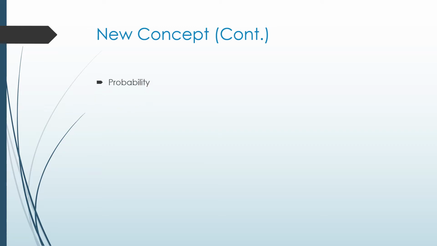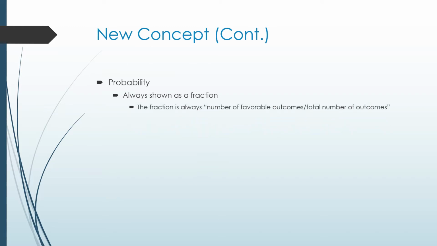Second part of our lesson is probability. Probability is always shown as a fraction, and the fraction is always the number of favorable outcomes over the number of total outcomes. Favorable outcomes will be whatever the question is in the math problem, whatever they're asking for. And then on the bottom, you put everything that could possibly happen.